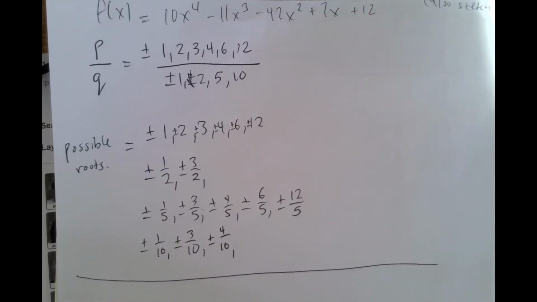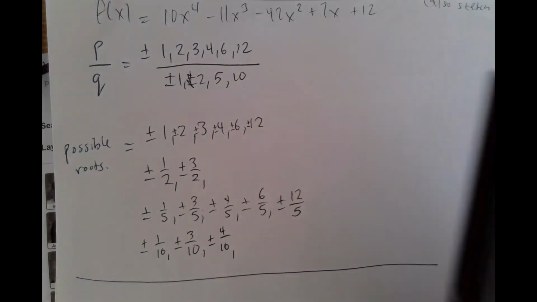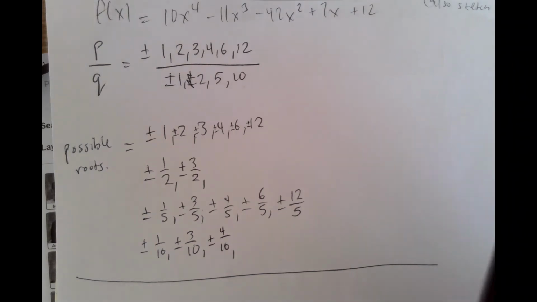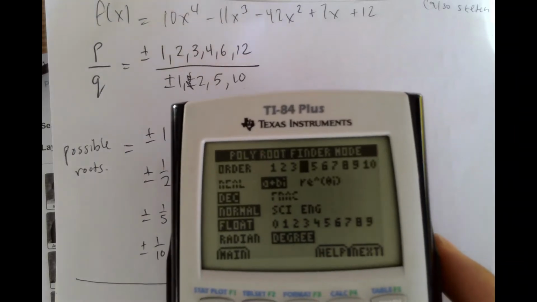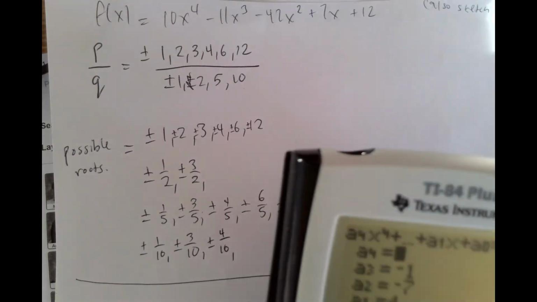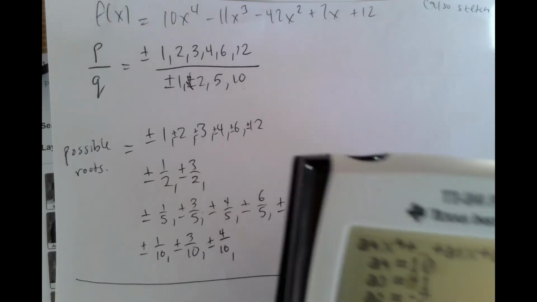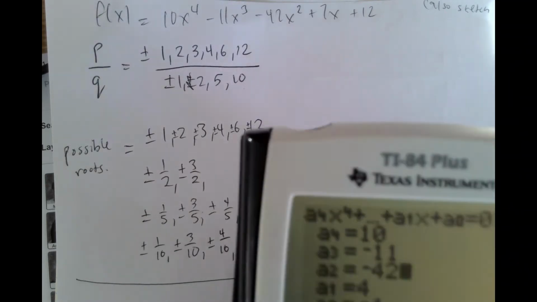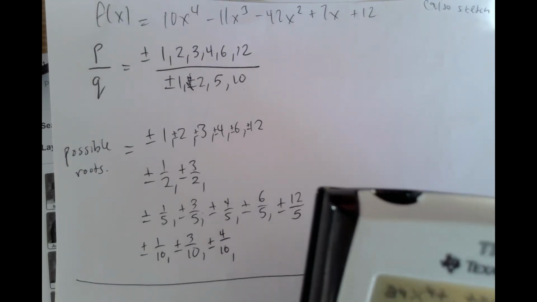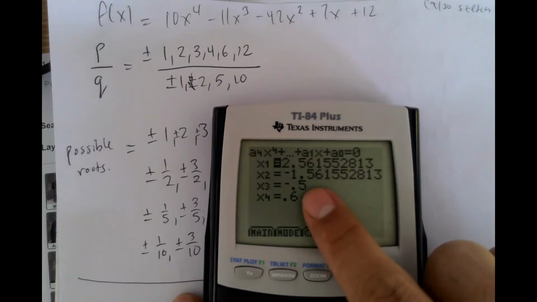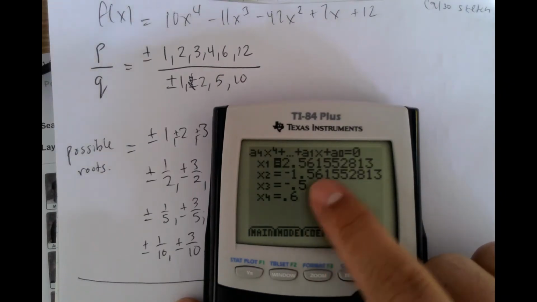The second thing you would do is test each one of these, which seems like a lot, and it is a lot, because it really relies on chance. To help mitigate the number of tries, we're going to use our calculator, our polyroot finder, and type it in. So we have 10, negative 11, negative 42, 7, and 12. You can see here that we have two real roots. The other ones we don't know.